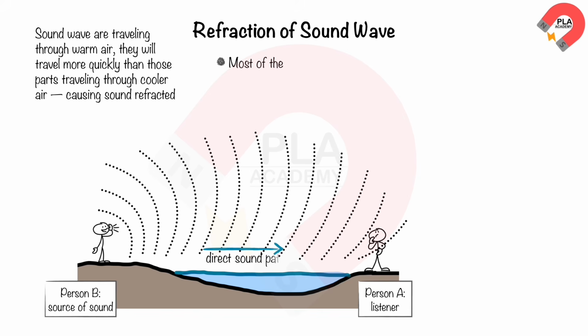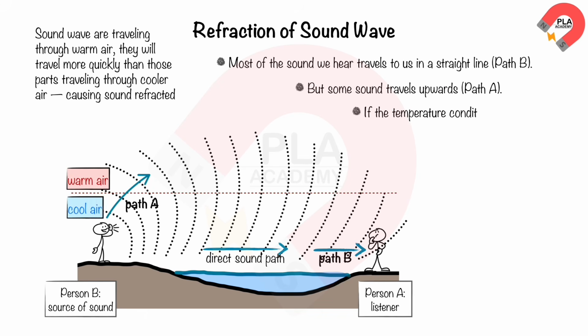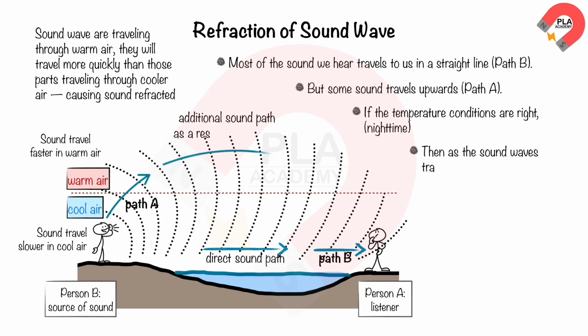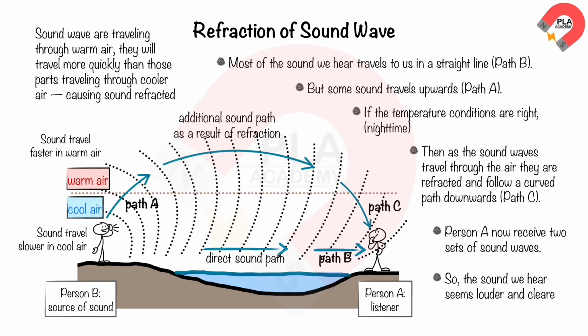Most of the sound from person B travels to us in a straight line, path B. But some sound travels upwards, path A. If the temperature conditions are right as shown, which usually happens at nighttime, some parts of a sound wave are traveling through warm air, so they will travel more quickly than those parts traveling through cooler air. Then as the sound waves travel through the air, they are refracted and follow a curved path downwards, path C. Person A now receives two sets of sound waves. So, the sound from person B seems louder and clearer.